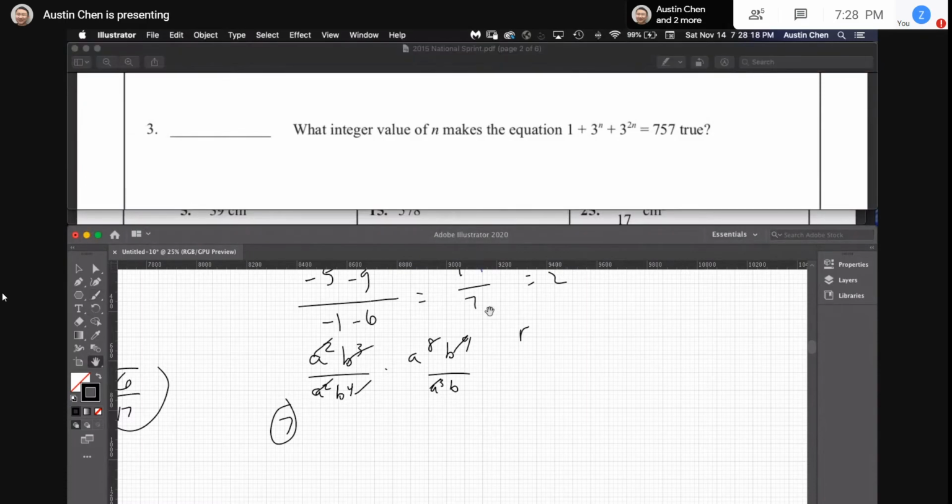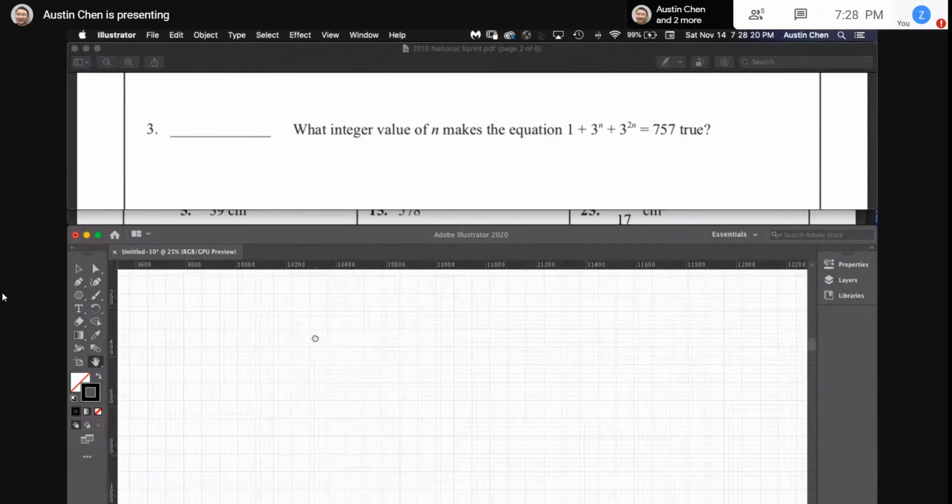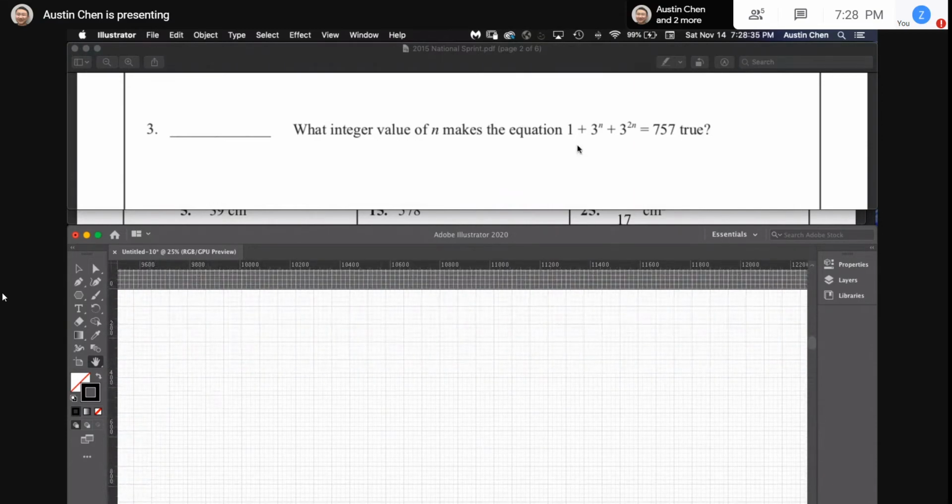Okay. What integer value of n makes the equation 1 plus 3 to the n plus 3 to the 2n equals 757 true? The way I see of doing this is to set x equal to 3 to the n, and then we have a quadratic equation in x, right? Because 3 to the 2n is also just 3 to the n squared, right?